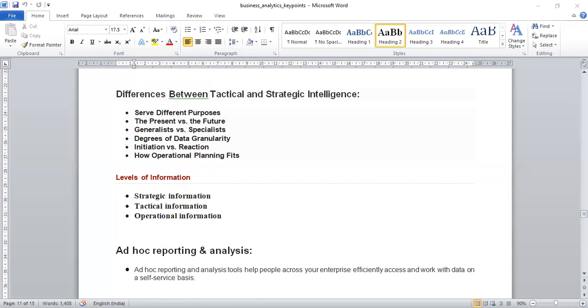So what are the differences between tactical and strategic? First, they serve different purposes. I am just elaborating this so that you all understand what these points actually mean. In the case of strategic, intelligence helps an organization look outward. Its primary purpose is to give users information that helps form policy.